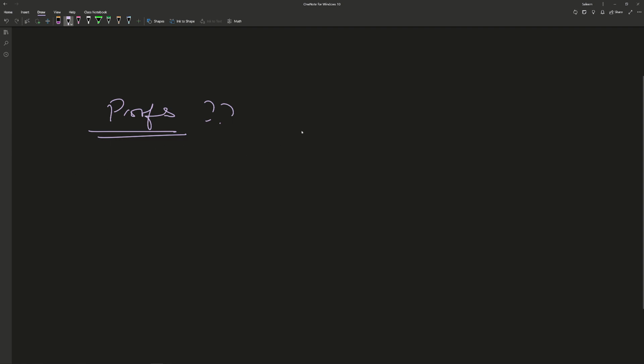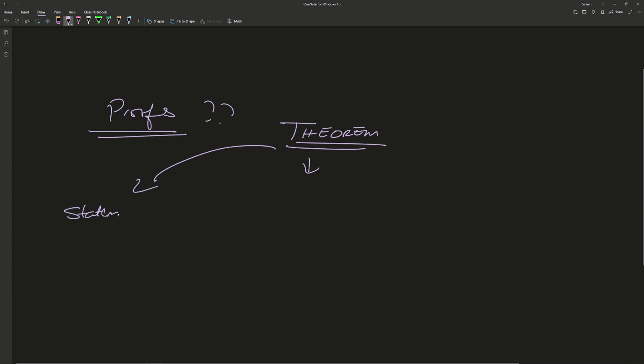So we may have seen the word before called theorem. But we don't even know what a theorem is. So we can loosely define a theorem as a statement, and this statement is true, right? A theorem is a statement that can be shown to be true. Let's forget the method of how we show it to be true for now. Let's just take it at face value that whatever this theorem is, we can prove it to be true.